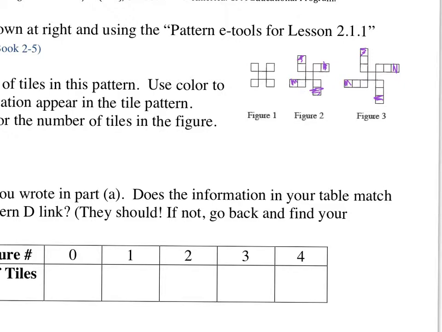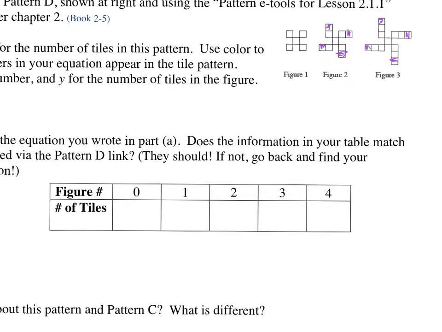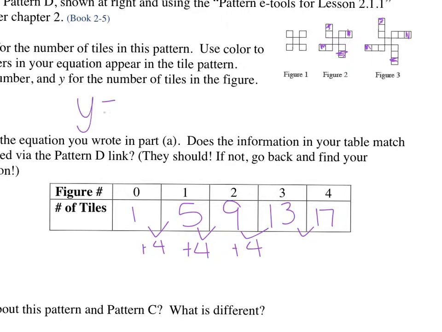So I'm going to skip down to the table here and fill some of this out. We know that figure 1 has 5 tiles, figure 2 has 9, and figure 3 has 13. As we are going from figure 1 to figure 2 to figure 3, we can see that we are adding 4 each time. So figure 4 is going to have 17 tiles. And then we can work backwards to find figure 0, which we'll do 5 minus 4 to get 1. So we are adding 4 each time and starting with the number 1. So y is equal to 4x, because that's our growth factor, plus 1, which is our starting value.